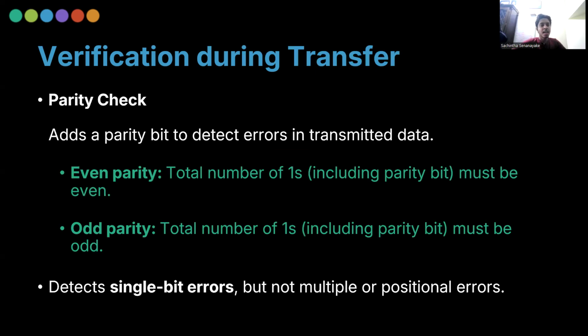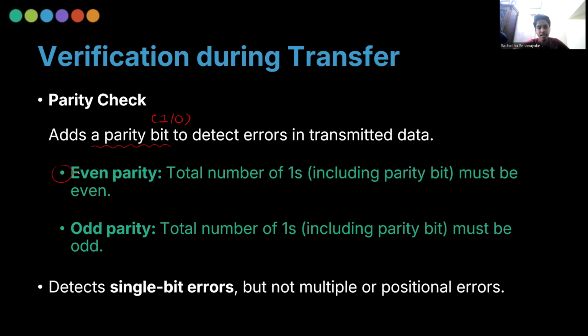Now we come to verification during transfer. How do we ensure that the data is correct during transmission? First, we have a parity check. A parity check inserts a parity bit, which is a 1 or a 0, at the end of the original data to detect errors in transmitted data.